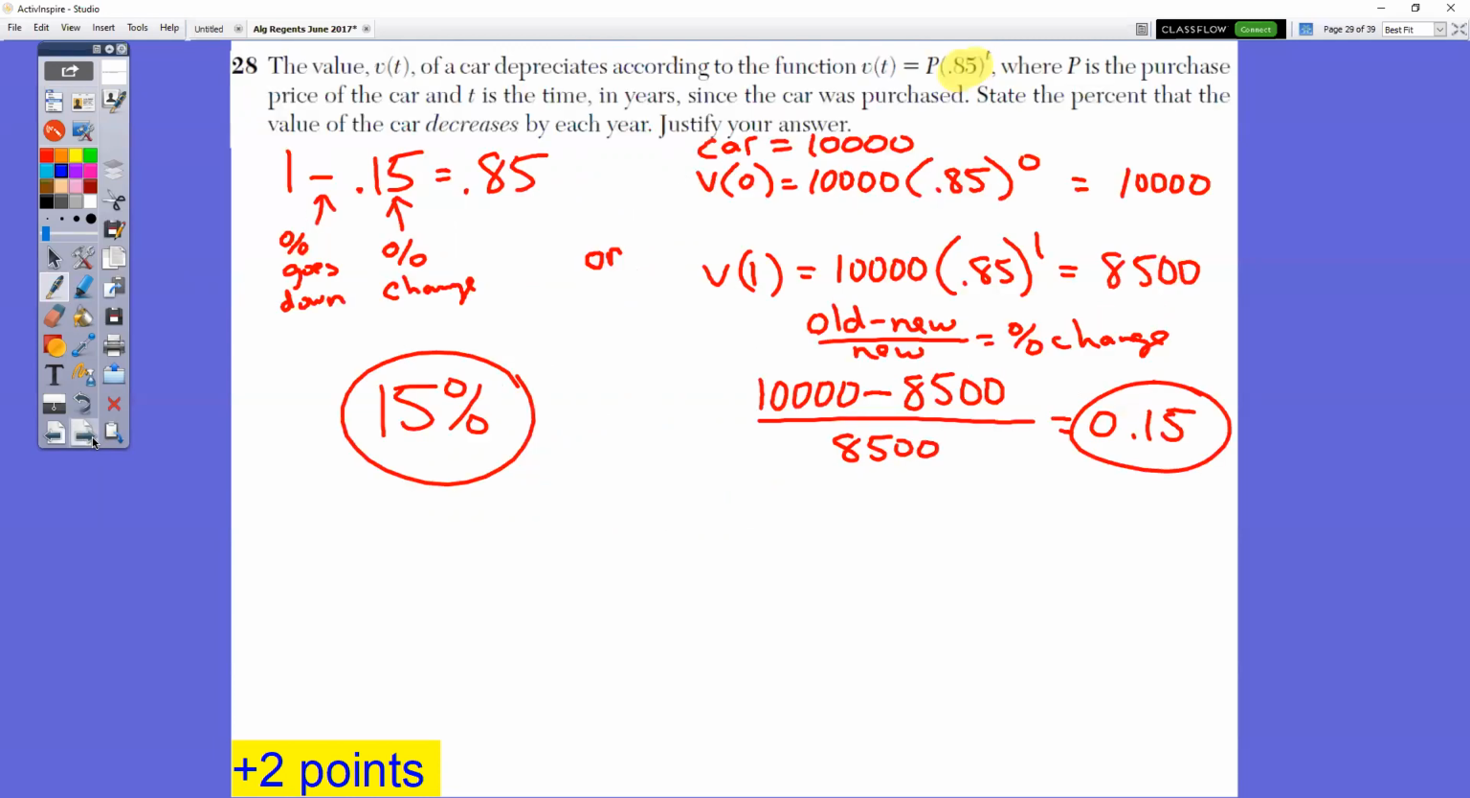Take a look at 28. There are a couple different ways that you could do that, all right? So the easiest way to do this one, it says the value of the car, all right? V of t is value over time. That's what the V stands for. The value over time of a car depreciates according to this equation, where P is the purchase price of the car, t is the time in years since the car was purchased. State the percent that the car value decreases by each year. Well, notice what I highlighted here, the 0.85.